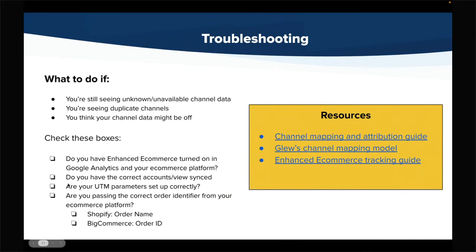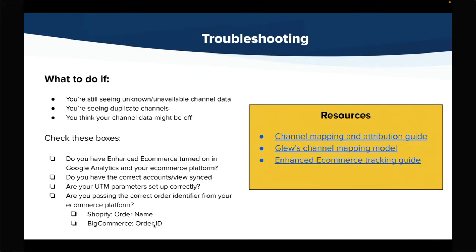And then make sure your UTM parameters are set up, right? We want to make sure we're tagging things, so we are pulling in that data. And then the last and probably the most common one we see is to ensure that you're passing the correct order identifier from your e-commerce platform. So we want to make sure in Shopify it's order name, and in BigCommerce it's order ID, right?